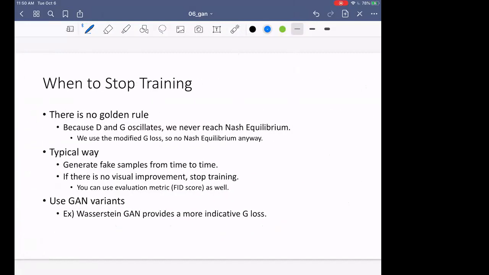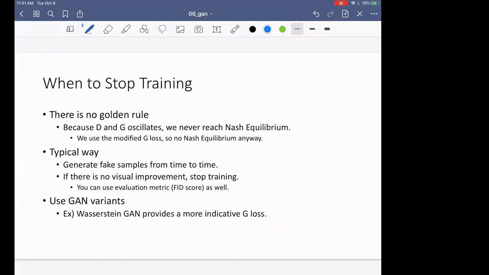All right, so when to stop training? As I said, there is no golden rule because D and G oscillate. We never reach Nash equilibrium anyway. And since we're using the max loss, we don't care about Nash equilibrium anyway. Theoretically, it's all good, like Nash equilibrium and all that. The zero-sum game, the two-person game, the game theory, it's all good. It's very appealing. Doesn't really matter in reality.